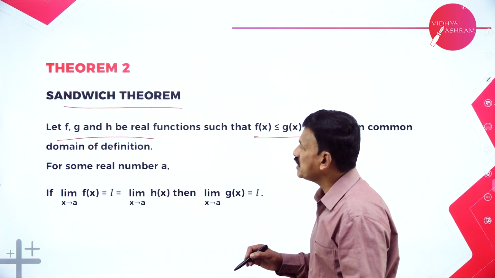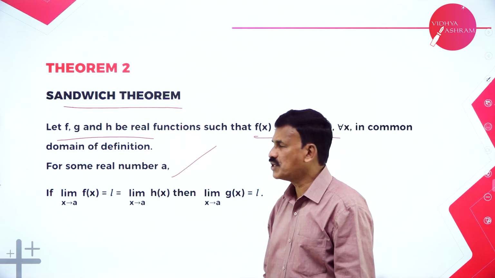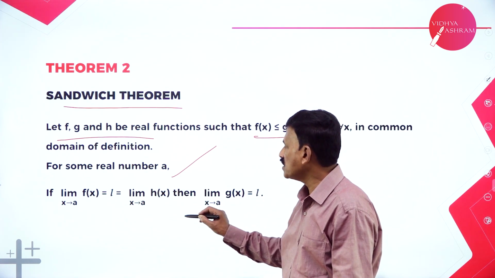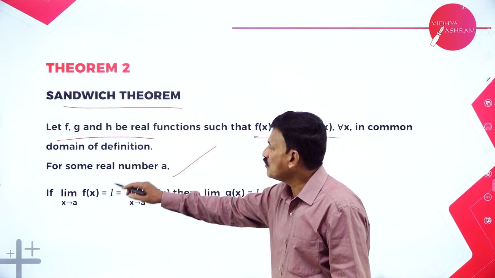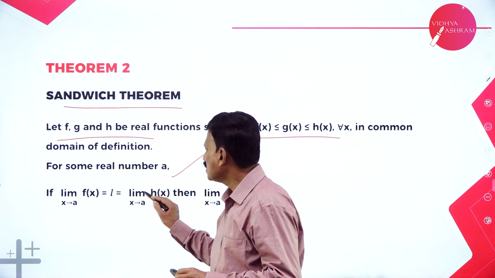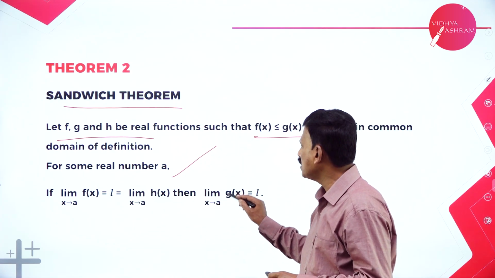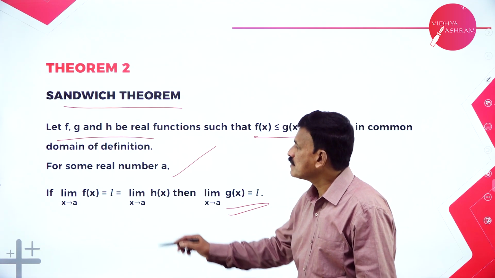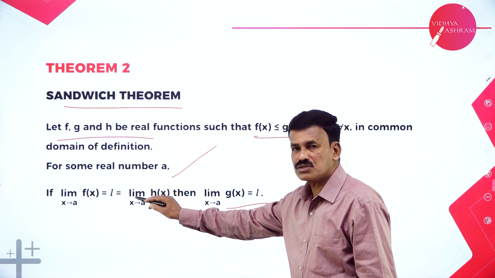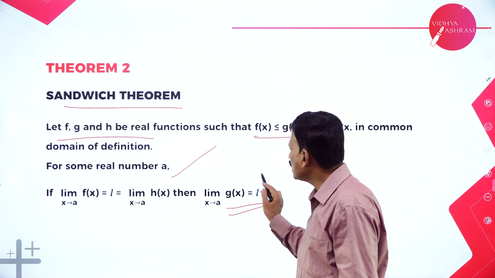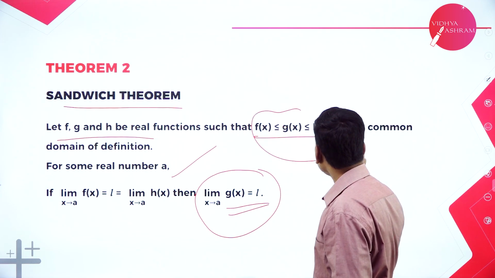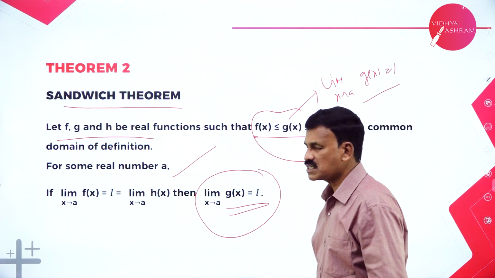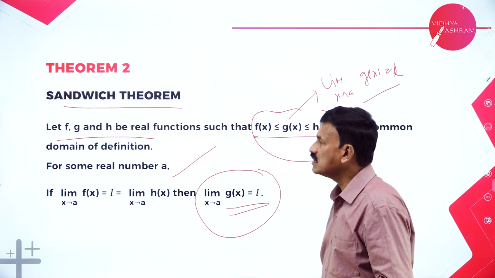Then for some real value a, if the limit x tends to a of f of x is equal to L, and that is also equal to the limit x tends to a of h of x, then the limit x tends to a of g of x is also equal to L. This is called the sandwich theorem.